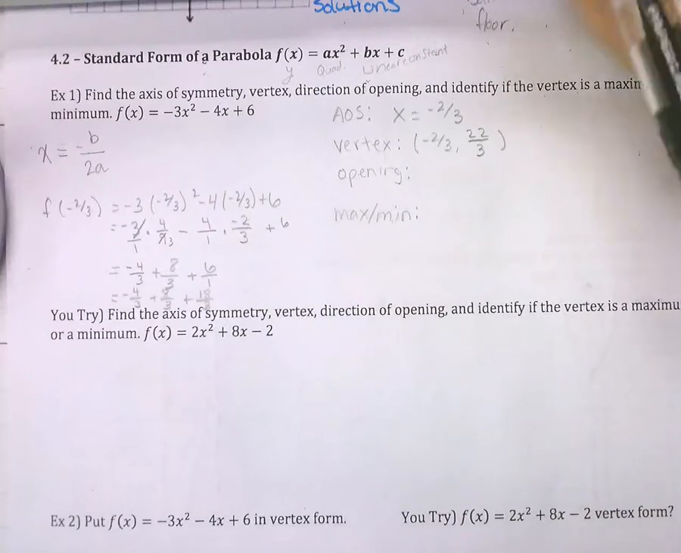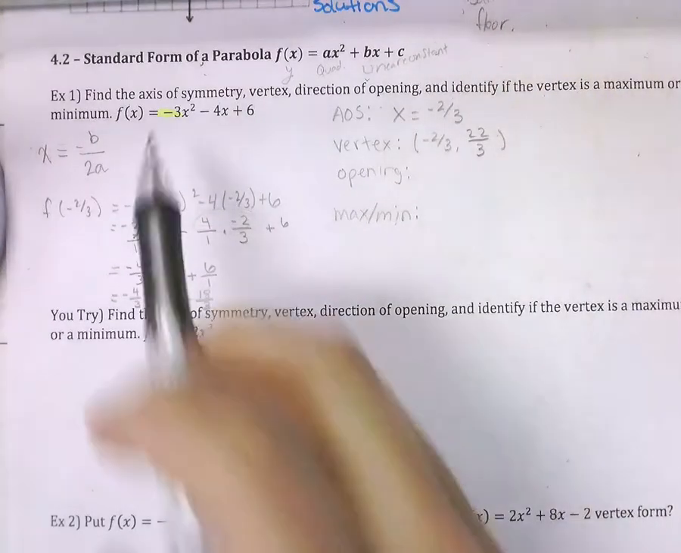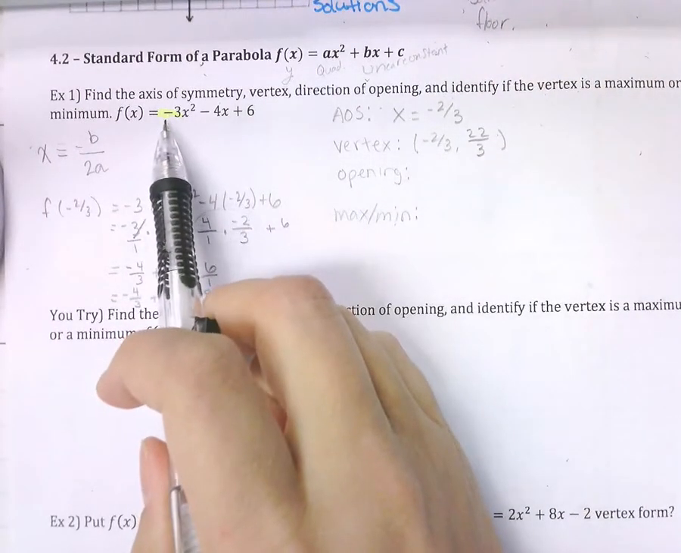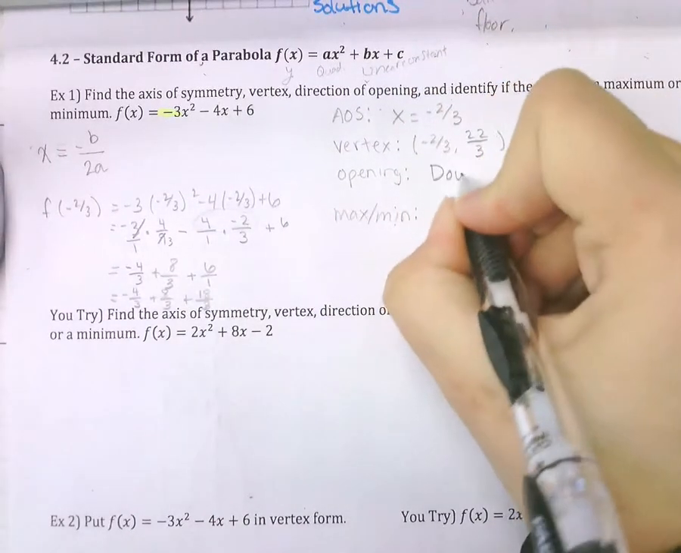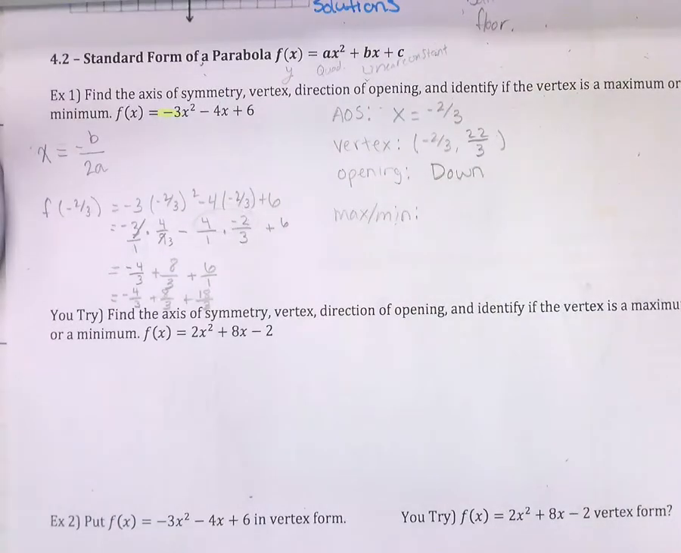Wait, I have a question. Then your direction of opening is what? Down. Okay, so if it was positive, you wouldn't see a negative sign there. It's 8 because you're multiplying.